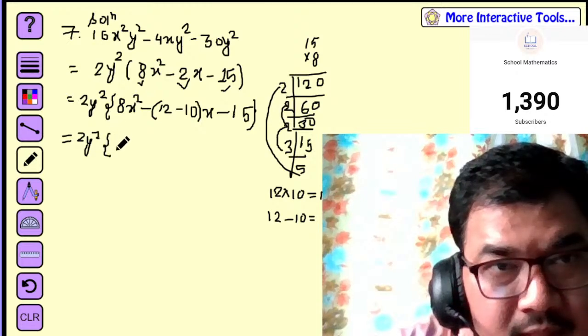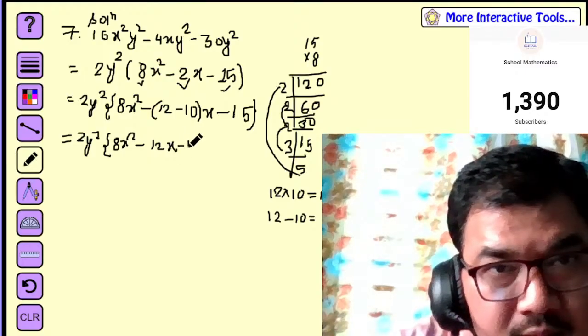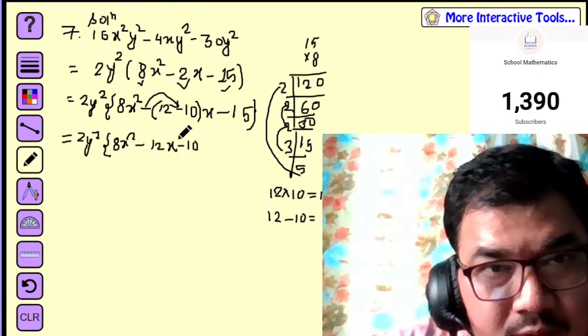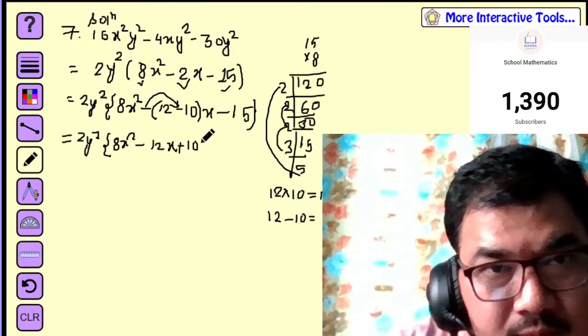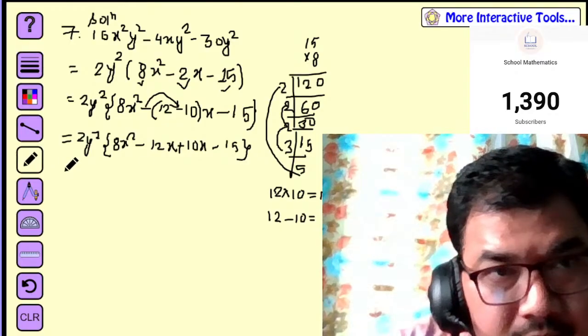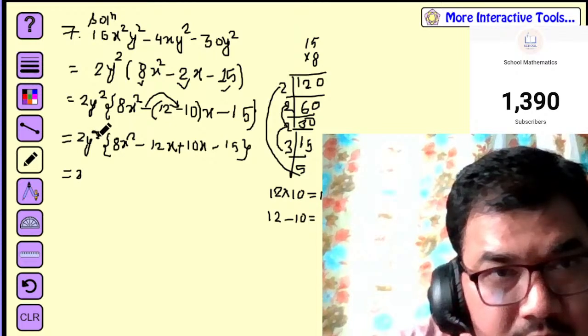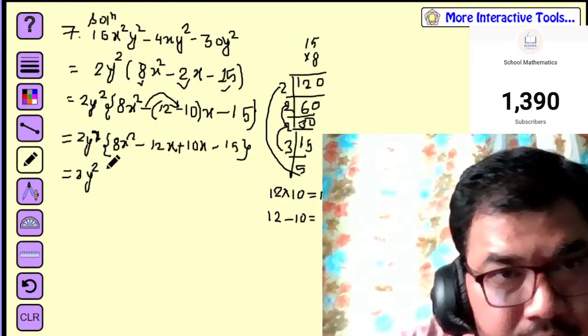Then now open the bracket here, it will be 8x square, okay, minus it will be 12x, right here 12x, minus it is, here is the chance to make a mistake, okay. This minus minus plus will be here, okay. Here plus 10x minus 15, right. Then curly bracket close, okay. Then after this is the factor, this one first, this was y square, okay. 2y square that we had taken at the beginning.